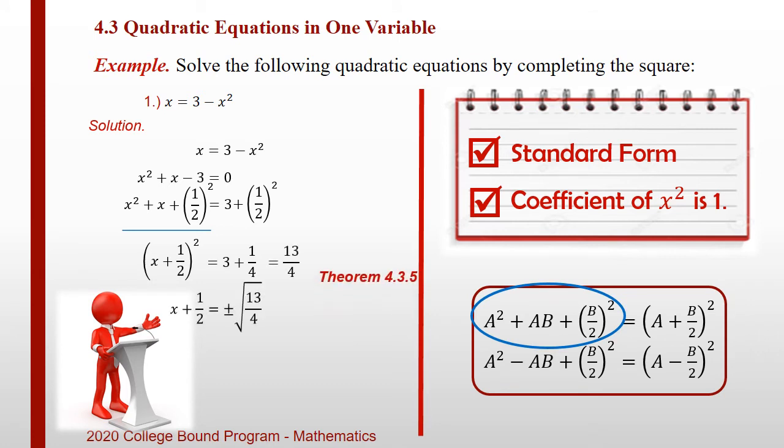Taking the square roots of both sides gives x + 1/2 = ±√13/2. Solving for x yields x = (-1 ± √13)/2. Therefore, we have this solution set.